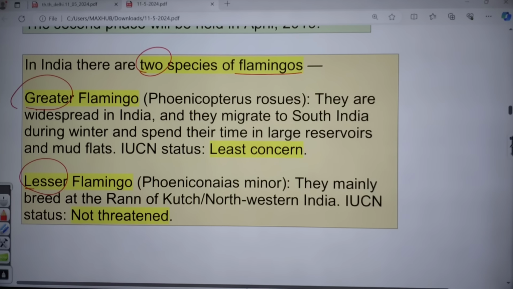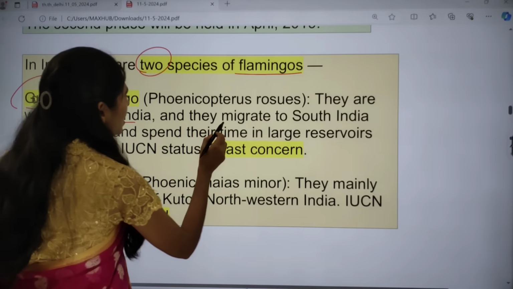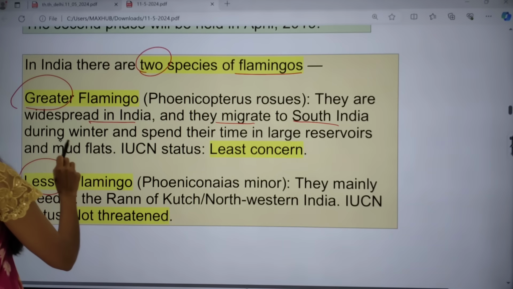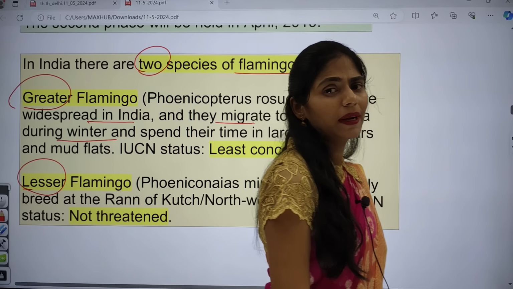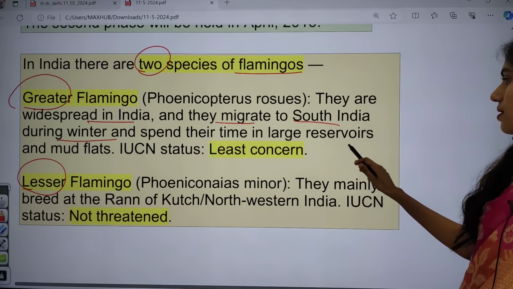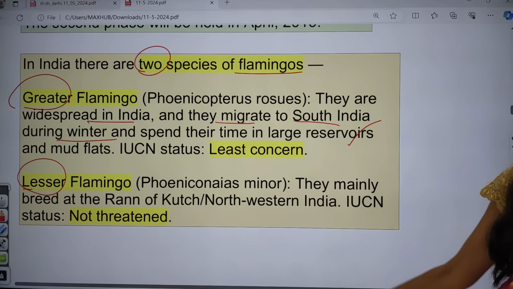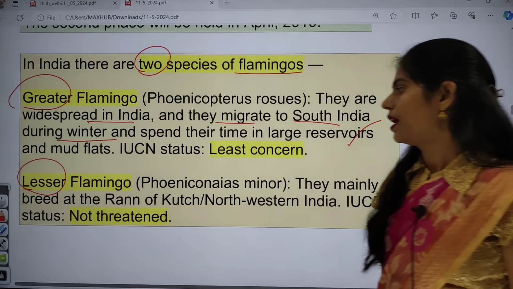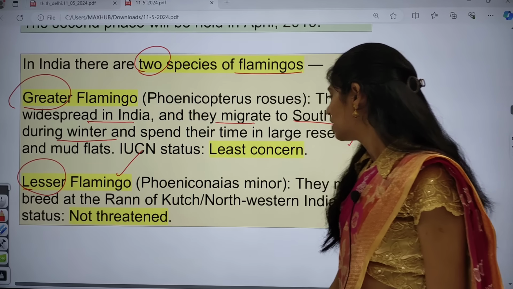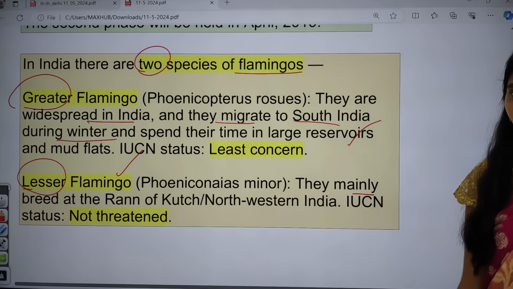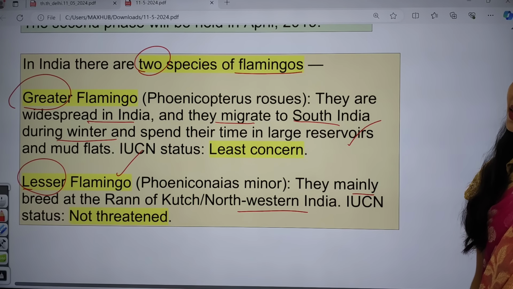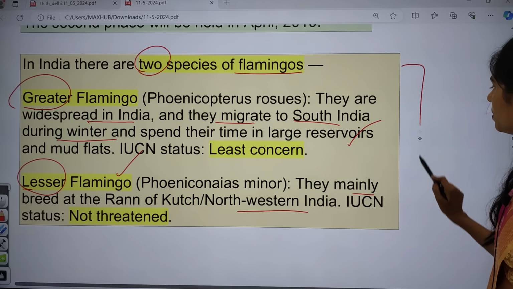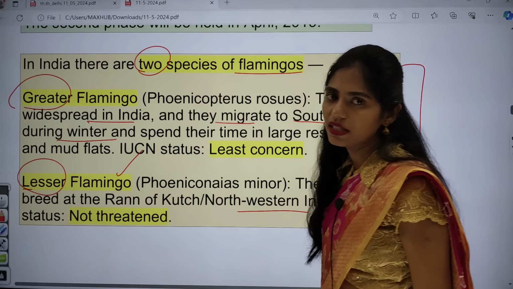So greater flamingo, they are widespread in India and they migrate to South India during winter. And in that South India, they will be spending their time in reservoirs and mud flats, and these are listed under least concern in IUCN Red List. And next one is lesser flamingo. So lesser flamingo, they are mainly seen in the Rann of Kutch region and northwestern part of India, and IUCN stated they are not threatened. So these are the 2 important things that you have to remember regarding this flamingo.